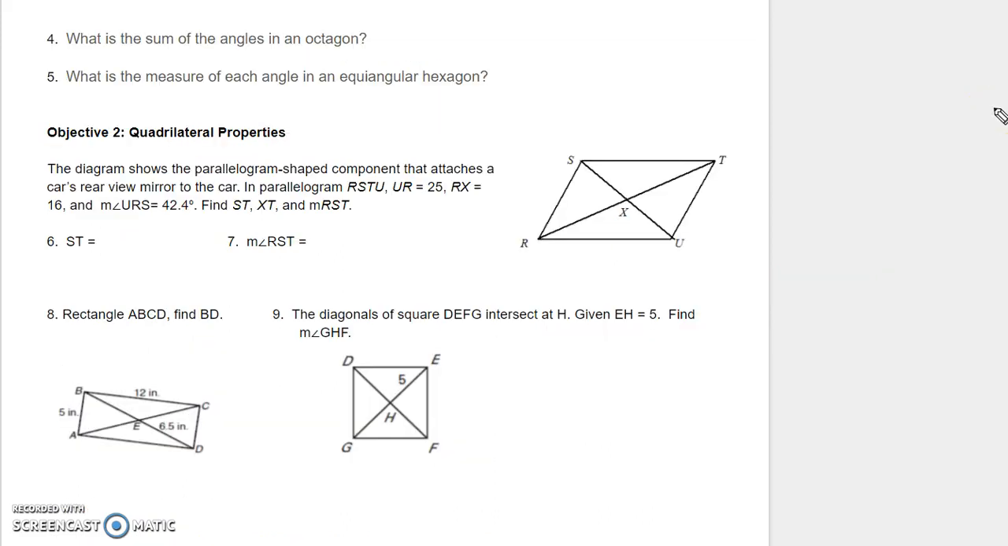Okay, number 4, what is the sum of the angles in an octagon? We had a chart and we had the formulas. The sum of the interior angles. That formula was n minus 2 times 180, and n is the number of sides.